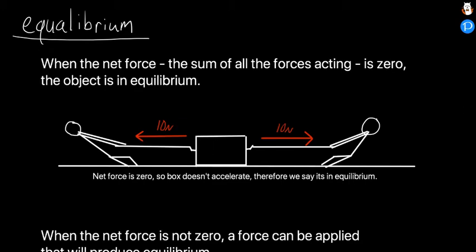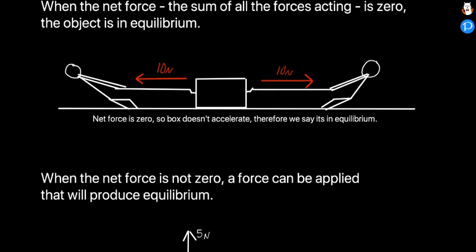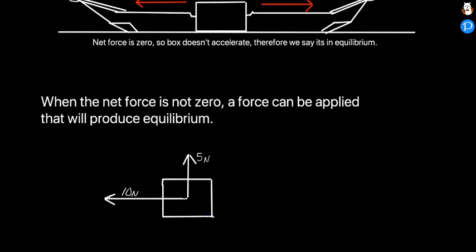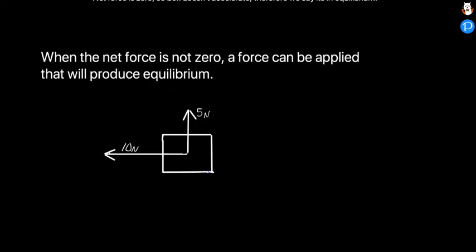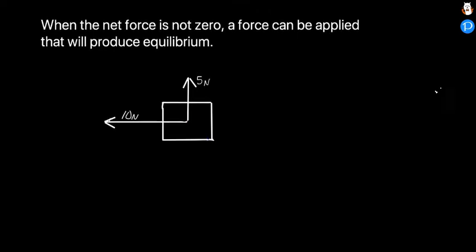So now let's take what we've been talking about with vectors, and let's say we get a situation where we've got two forces acting on this box which are not canceling each other out. So let's say we have an example where the net force is not zero. If that happens, we can apply a force to it in order to get it to stay in equilibrium.